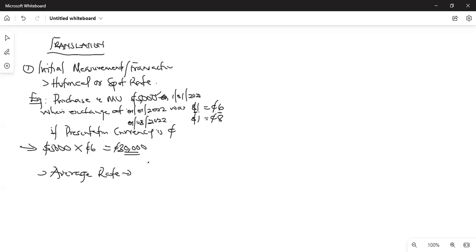You will use the average rate if the condition is that the exchange rate does not fluctuate significantly during the accounting year. I mean, if that is the case, then Ghana case, no company can ever use the average, especially in this year.